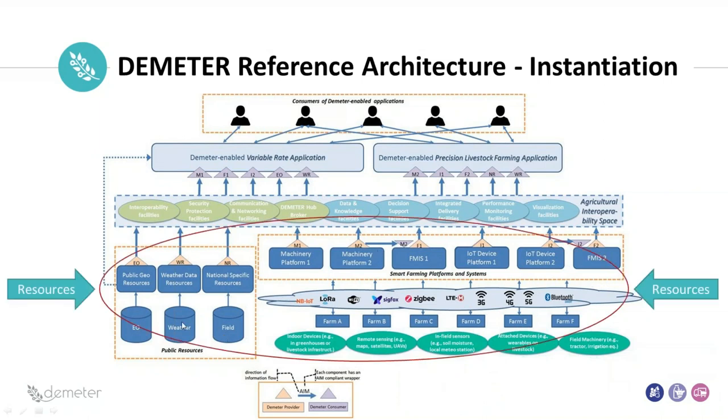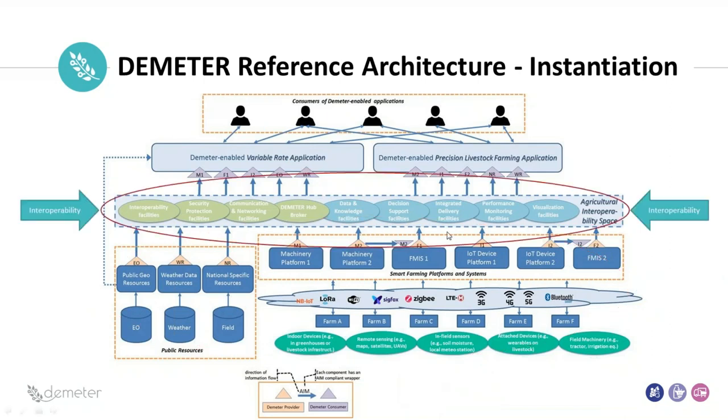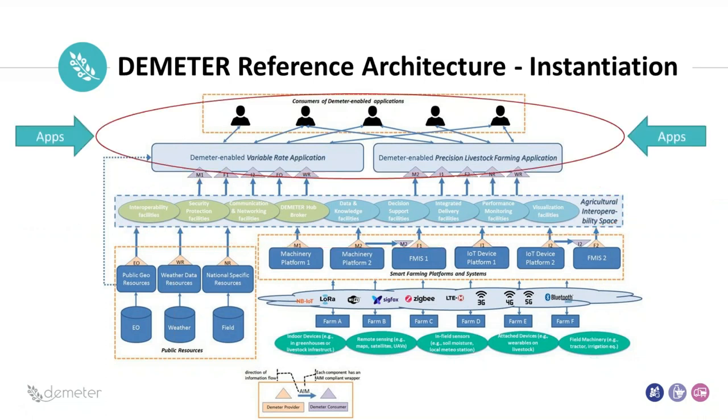This is a high-level view of how the Demeter reference architecture instantiation looks like. Here you see the resources that are provided outside Demeter, but wish to be registered or to be compatible with our system. To do this, as I said, they need to implement the Demeter provider. Here, this is indicated like a pink triangle, you see. Various communication protocols are supported. On the layer above, we have the agricultural interoperability space, the AIS that I aforementioned, that offers all these advanced enablers, of course, the core enablers as well. And on the upper layer, we have the Demeter-enabled applications that have been built using these enablers offered by the hub, offered by our system.